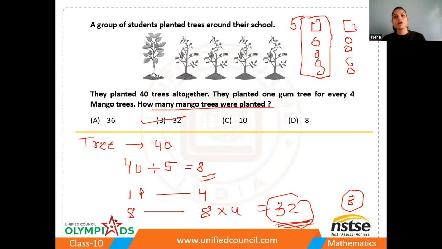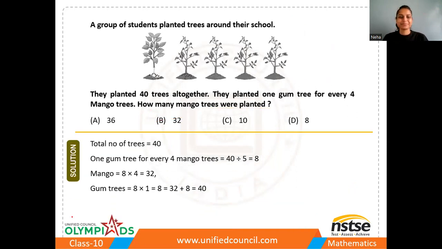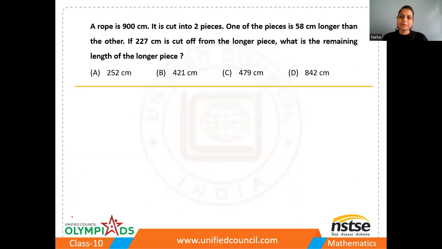It's 32. Option B is the right answer. The question is asking for only mango trees, not for the gum trees. Perfect. Jump to the next question.